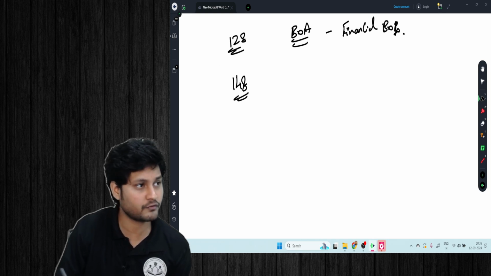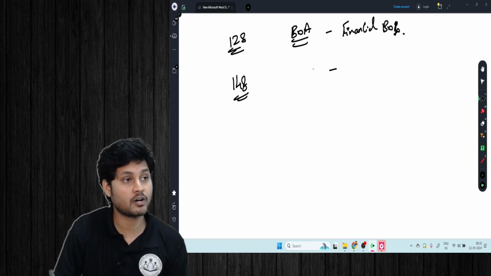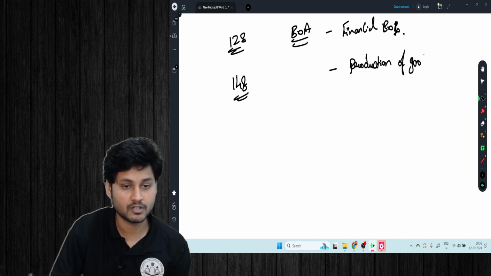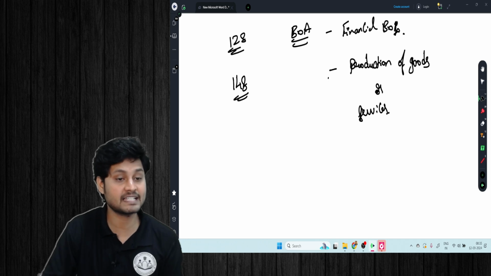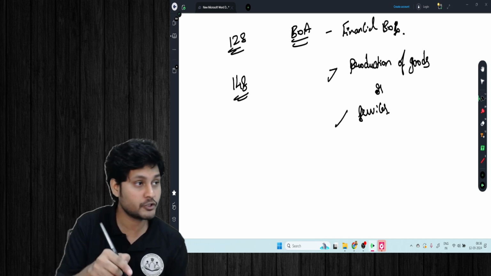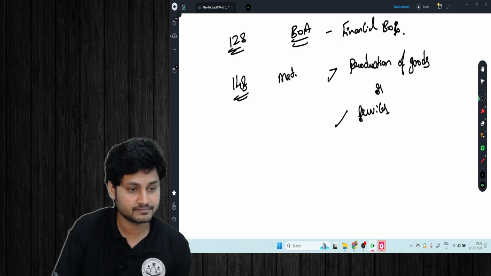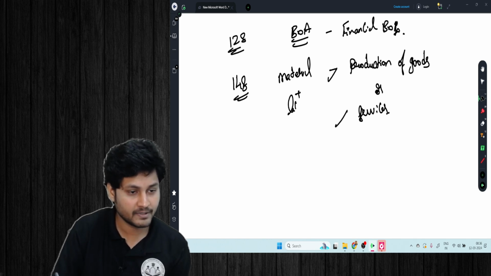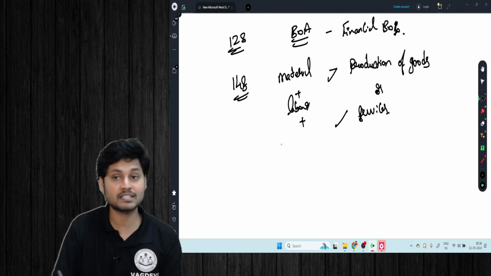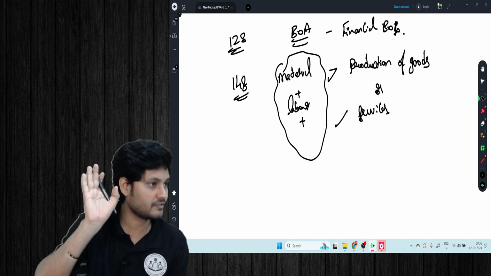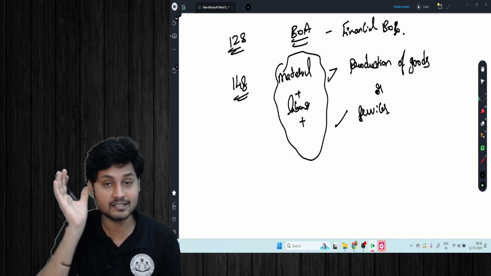Whereas when we refer to section number 148, central government may order certain companies which are engaged in production of goods or provision of services. For those types of organizations, they may need to maintain the books related to material, labor and other cost elements. The books related to material, labor and other cost elements must also be maintained by those classes of companies which are prescribed. What are the companies which are prescribed?